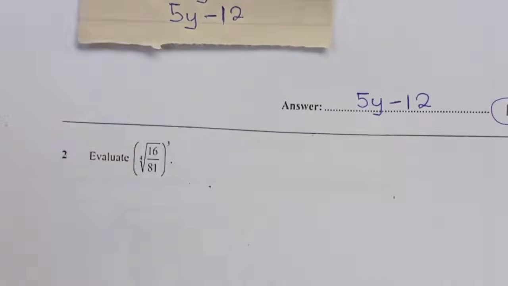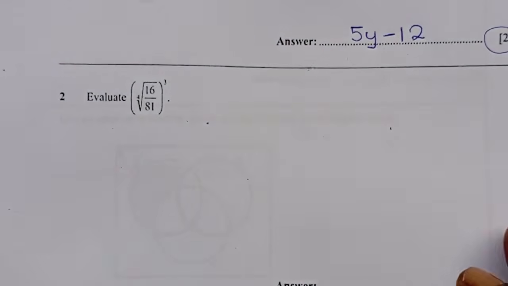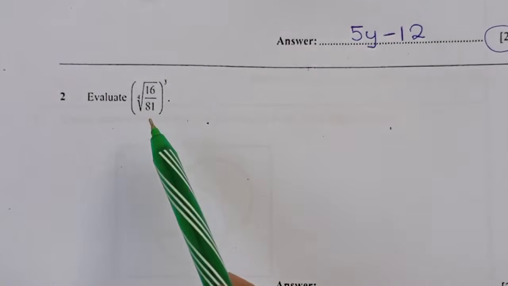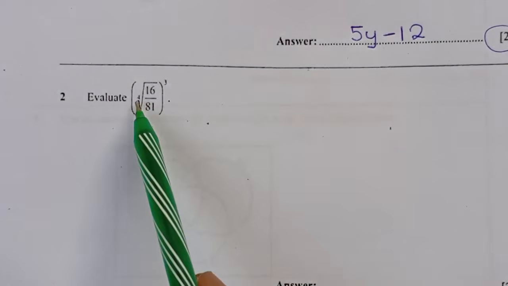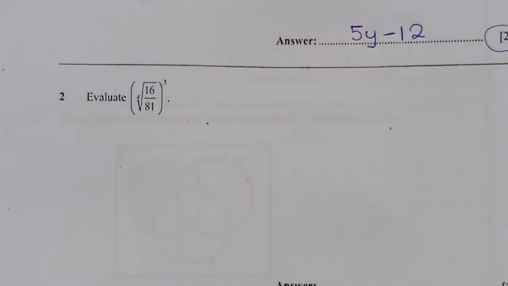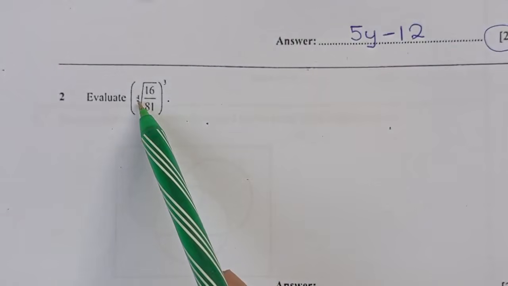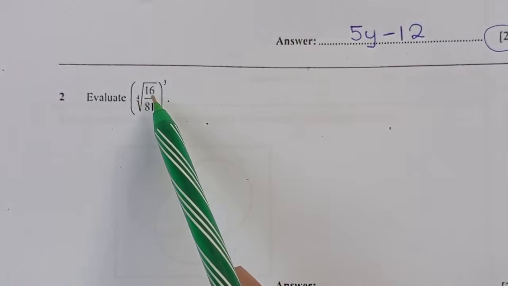We jump to question number 2. This is question number 2. So simple, isn't it? They are just telling you to evaluate. There is a 4 here and there is power 3 there. How do we go about this? For us to answer these questions, first of all, you need to ask yourself, which number can you multiply 4 times by itself to get 16 on top there?